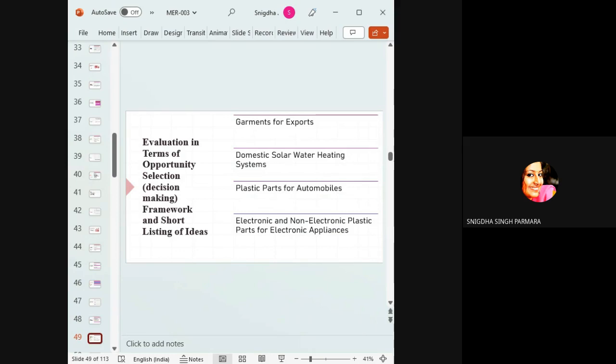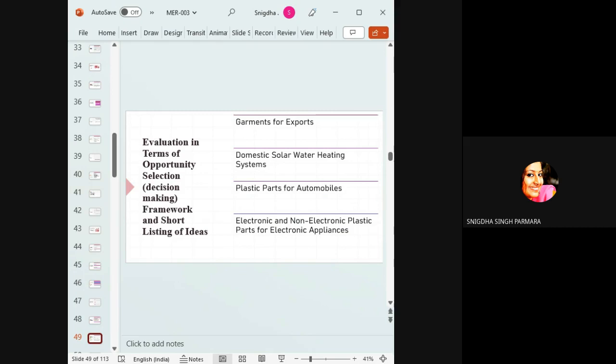Evaluation in terms of opportunity selection framework and shortlisting of ideas. So here you need to evaluate on the basis of snap investigation of ideas, the previous step. Now you need to evaluate on the basis of the pros and cons of each available idea as to whether to go ahead with.